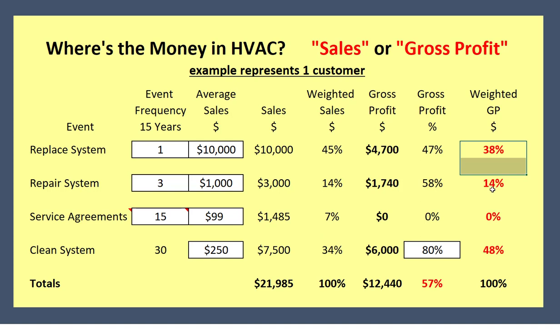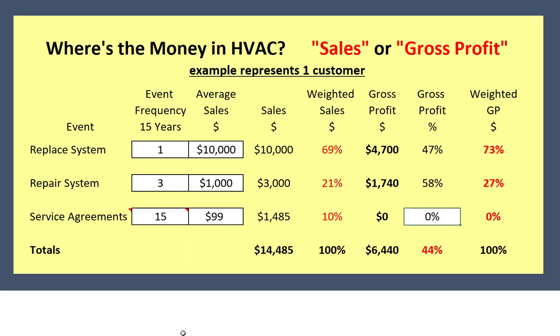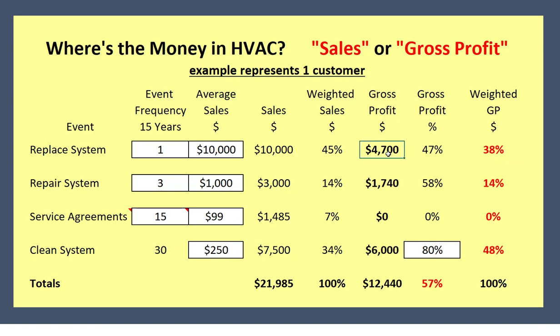But I also want to let you understand something here. This is the most important part of this. This weighted gross profit, 48% of your gross profit is coming from this cleaning. And if you're not doing this cleaning, then this is what you get. You get $6,400 in gross profits in a 15-year period versus $12,400 in gross profits. You get an additional $6,000 in gross profits here, which is more gross profit than a system replacement. It's not more gross profit than the combination of replacement and repair.